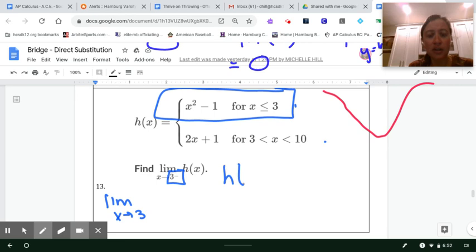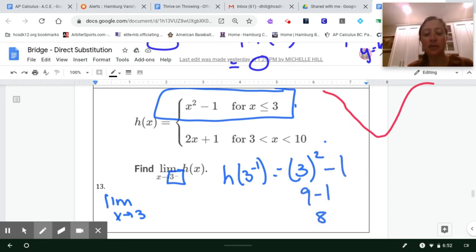So I'm going to say h of 3 from the left is equal to 3 squared minus 1. 9 minus 1 gets me an 8. So the limit from the left is 8. Now just for the heck of it, the limit from the right, we can do it in our head. 3 times 2 is 6 plus 1 is 7. Therefore, the overall limit does not exist because the left and the right were not equal. Just a little extra piece. That wasn't actually the question. So direct substitution, moral of the story: plug your number in and evaluate it.